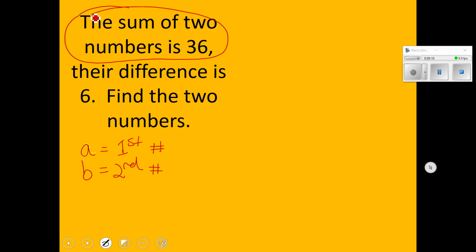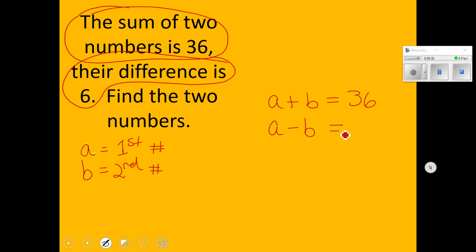What's sum mean? So I'm going to add A plus B, and that's going to equal 36. And then we're going to say their difference is 6. So what's difference in math mean? So A minus B is equal to 6, because the difference is 6. So now I'm going to add them together. So I'm going to give you a second to work on this.